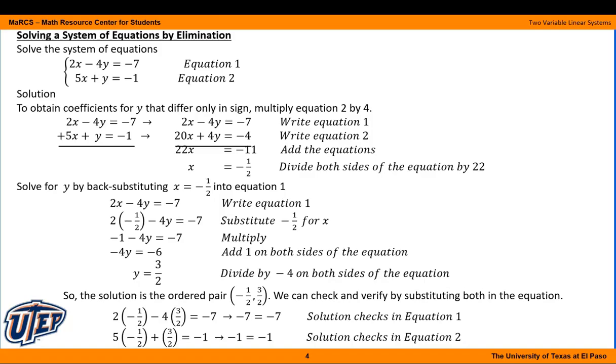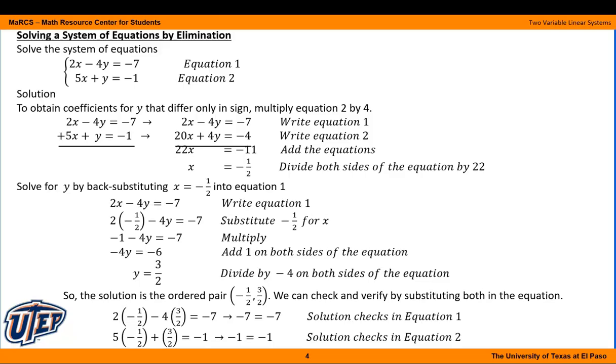Now consider this system. 2x minus 4y is equal to negative 7, and 5x plus y is equal to minus 1. In this example, the coefficients of y are not opposites. To create opposite coefficients, multiply equation 2 by 4. This produces 20x plus 4y is equal to minus 4. Now the 4y and the minus 4y terms cancel when we add the equations. Adding gives 22x is equal to minus 11, and dividing by 22 gives us x is equal to minus 1/2.